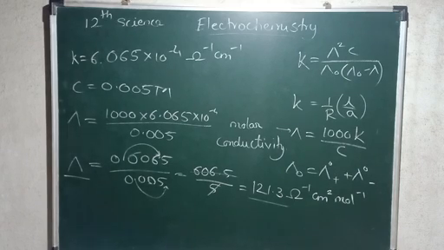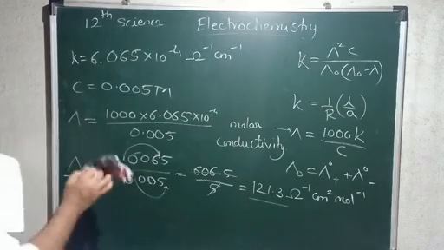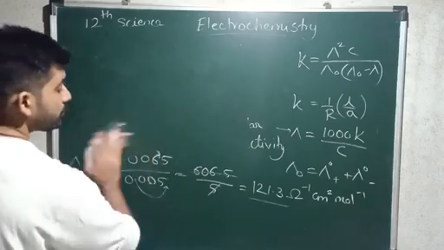Let us take the next example. The molar conductivity of 0.02 molar HCl solution is 407.2 per ohm centimeter square per mole at 25 degrees Celsius. Calculate its conductivity. So first again we will write down what is given, and then we will try to solve.